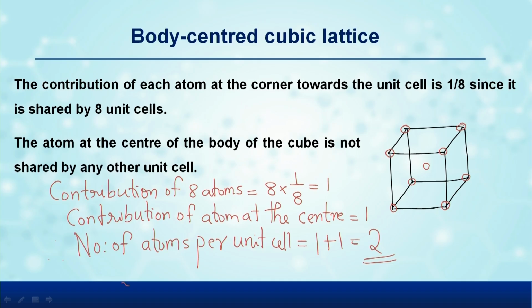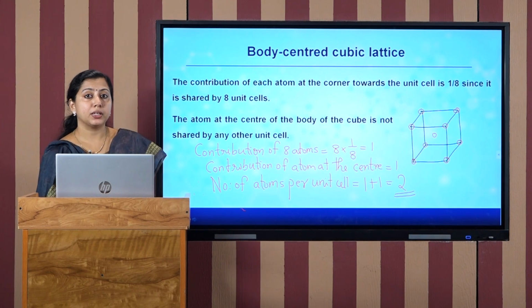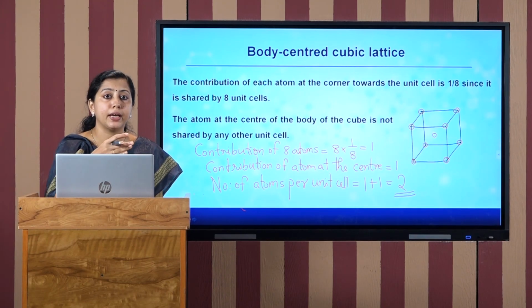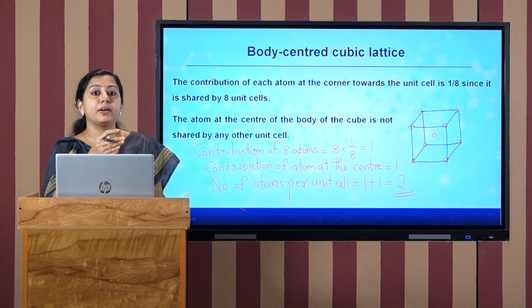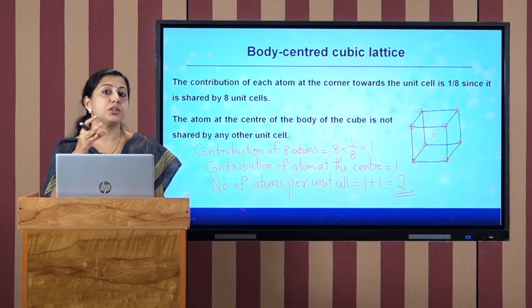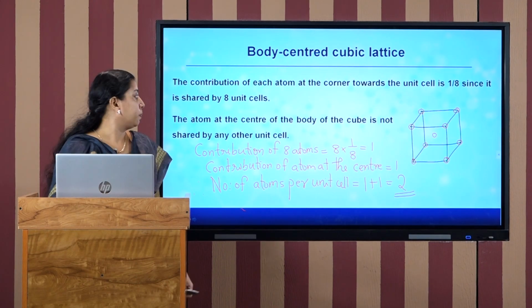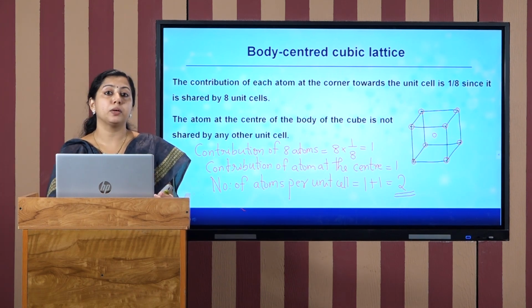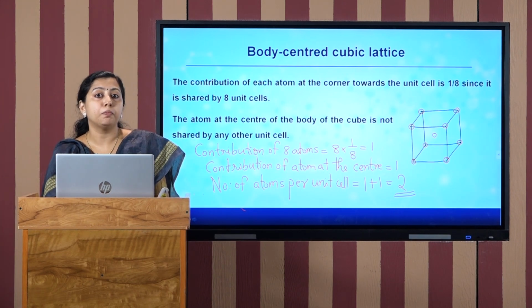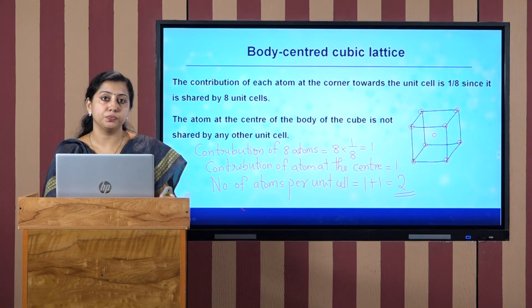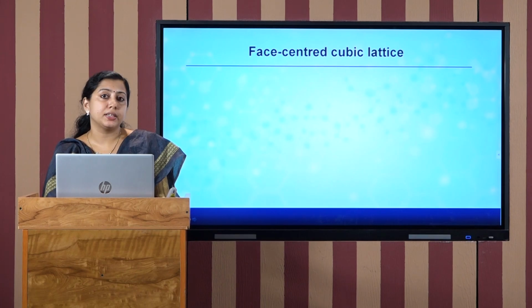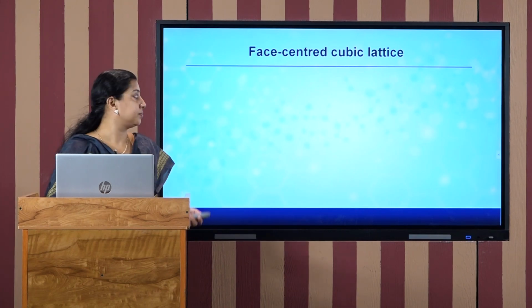So, in a body centered lattice, we have atoms at the corners, and the contribution of each atom at the corner is 1 by 8, since it is shared by 8 unit cells. We also have an atom at the center of the body, and it is not shared with any other unit cell. So, we have 1 plus 1 equal to 2. So, the total number of atoms per unit cell in a body centered lattice is equal to 2. So, next we will see a face centered cubic lattice.